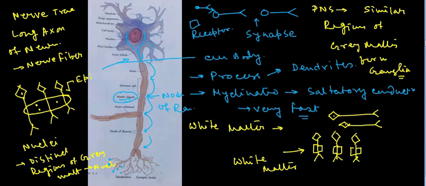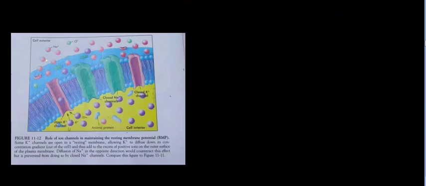Next we will discuss the action potential. This is an important event of the neurons. Neurons transmit information from one neuron to another by the process of action potential. Now we will discuss the action potential, which is also called the nerve impulse.